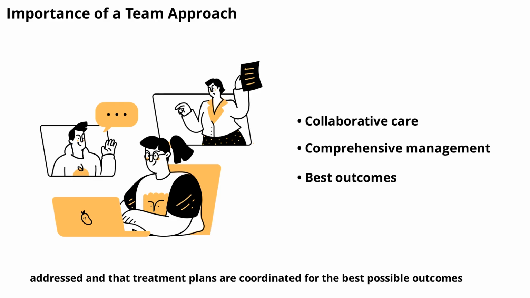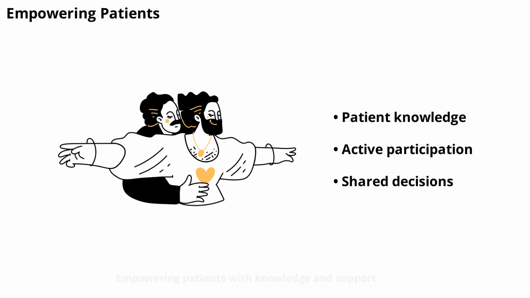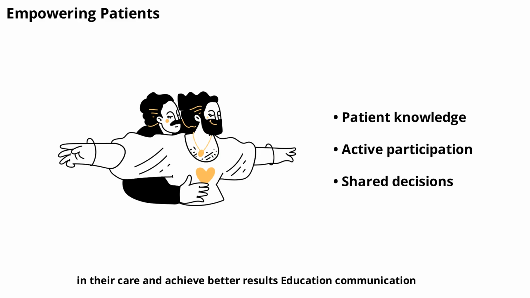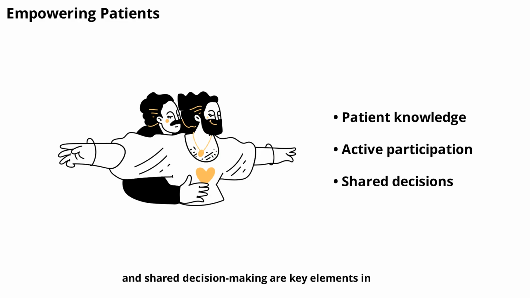the best possible outcomes. Empowering patients with knowledge and support is a cornerstone of osteoarthritis care. When patients understand their diagnosis and treatment options, they are more likely to participate actively in their care and achieve better results. Education, communication, and shared decision-making are key elements in empowering patients throughout the diagnostic and treatment journey.